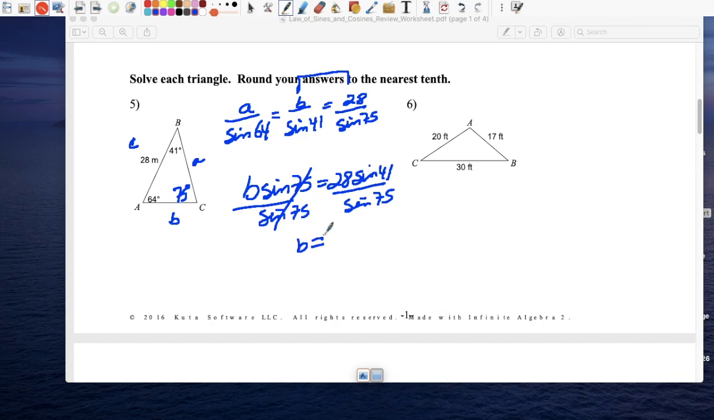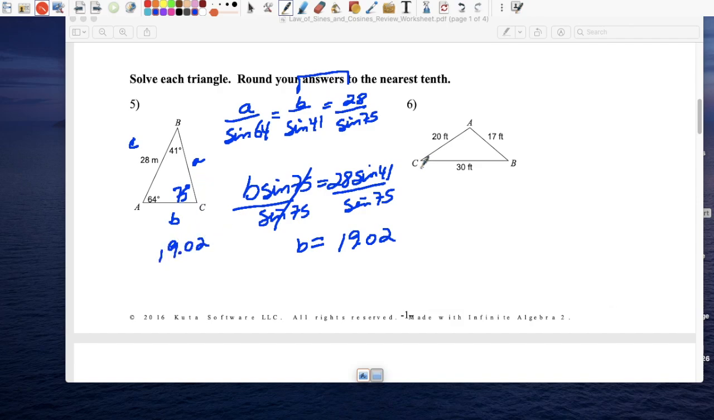So we can go 28 times sine of 41 over sine of 75, enter, we get 19.02. Okay, so it'll be 19.02.